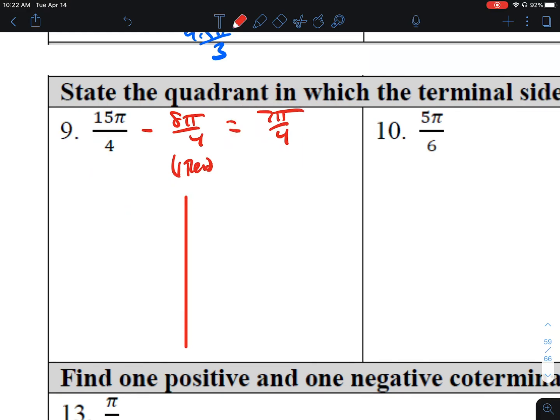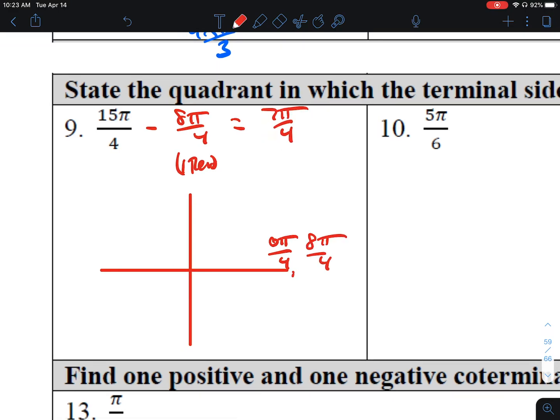So if I draw on the coordinate plane, and I label my quadrantal angles by pi over 4s, because this fraction is over 4. Complete revolution's 8 pi over 4. Half a revolution is 4 pi over 4. Halfway between 0 and 4 is 2 pi over 4. And that would make this 6 pi over 4 down here. So 7 pi over 4, 2 pi over 4, 4 pi over 4, 6 pi over 4. 7 pi over 4 is going to be halfway between 6 pi over 4 and 8 pi over 4. So to answer the question, which quadrant, this is in quadrant 4.